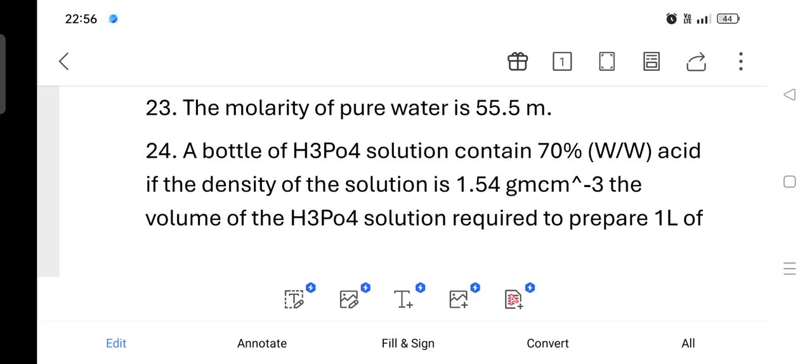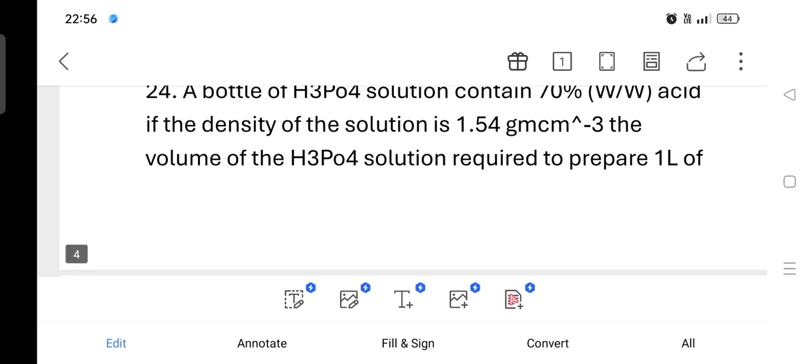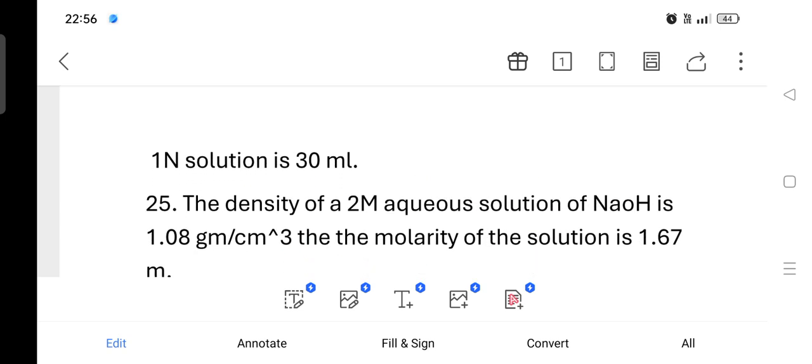A bottle of H3PO4 solution contains 70% w/w acid. If the density of the solution is 1.54 gram centimeter inverse 3, the volume of the H3PO4 solution required to prepare 1 liter of 1N solution is 30 ml.